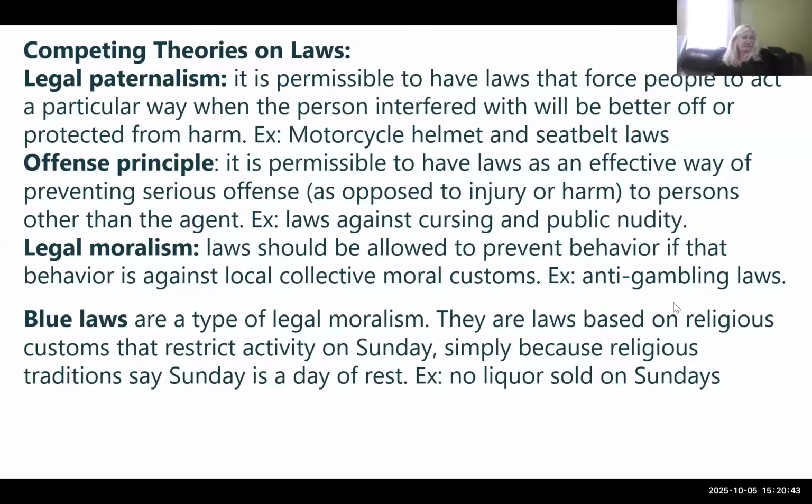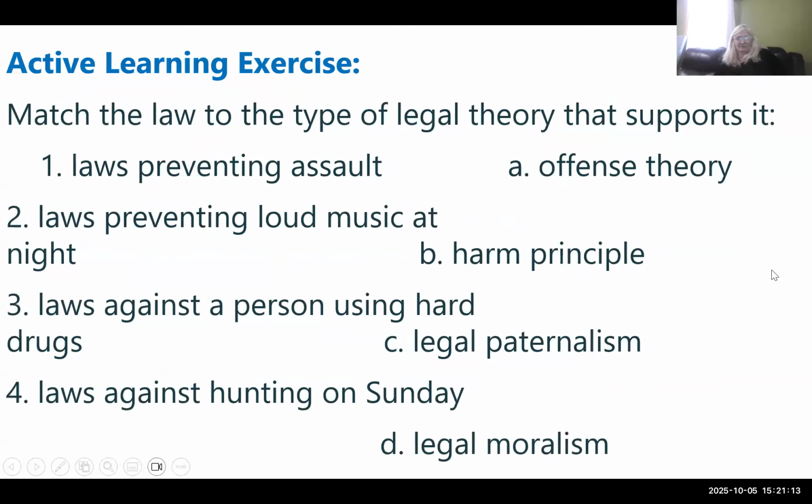Finally, legal moralism. This advocates that laws should be allowed to prevent behavior if that behavior is against local collective moral customs. For example, anti-gambling bans. Blue laws are a type of legal moralism. They are laws based on religious custom that restrict activity on Sunday, simply because religious tradition said Sunday is a day of rest. For example, in some places, no liquor is sold on Sundays.